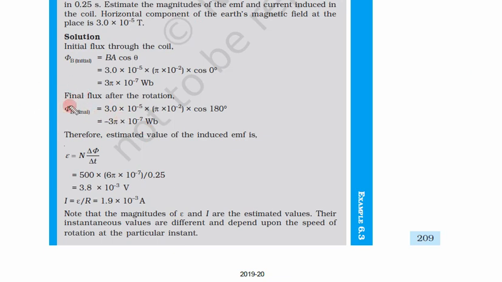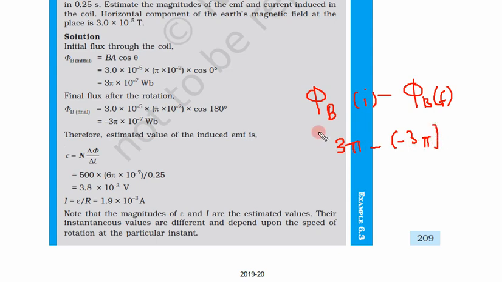So now let us calculate the change. What is the change? Phi B initial minus phi B final. Again, what do we get? We get 3 pi minus (minus 3 pi), and 10 to power minus 7 is common. So this becomes positive 6 pi into 10 to power minus 7.